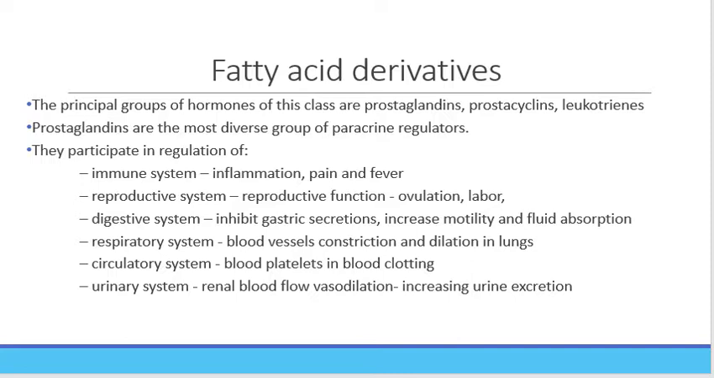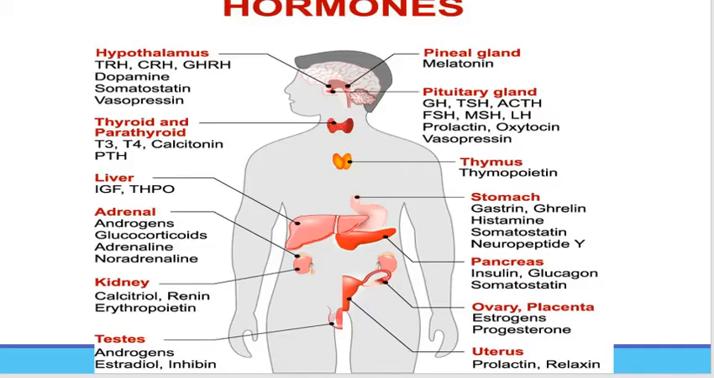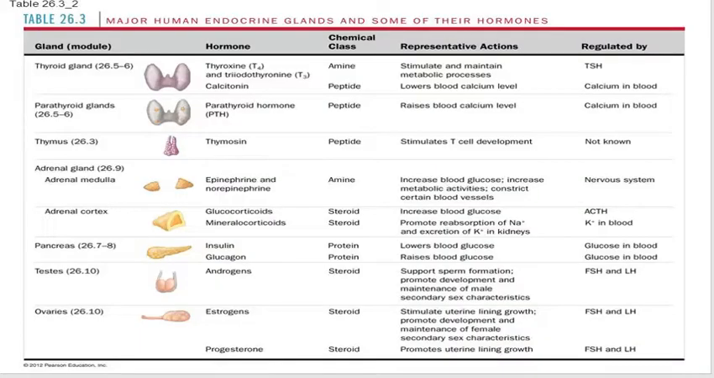The next slide is just a list of the hormones and the glands that produce them. So please review this slide for testing purposes. The major human endocrine glands and some of their hormones is also listed on this slide. This slide would have also assisted you in filling out the handout today that we worked on at the very beginning of class.